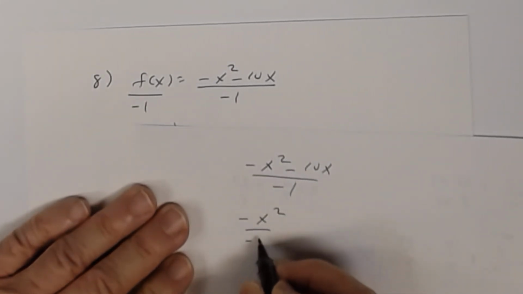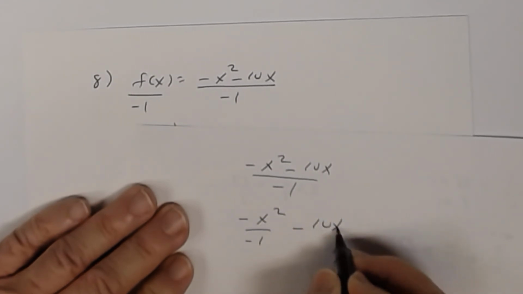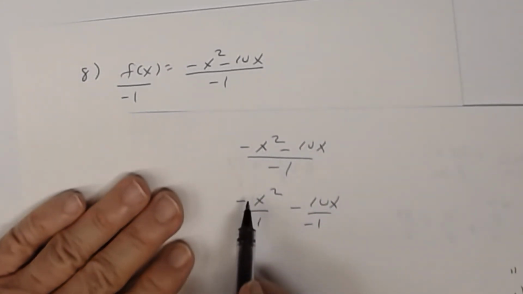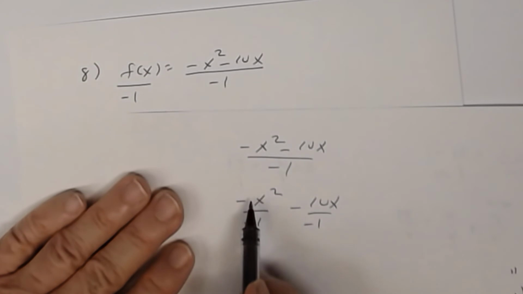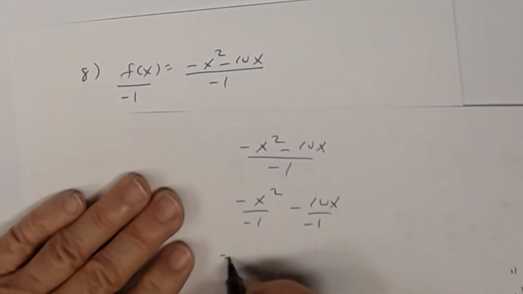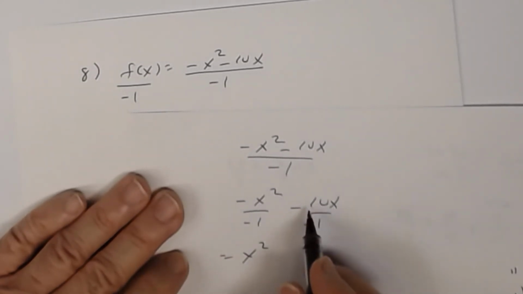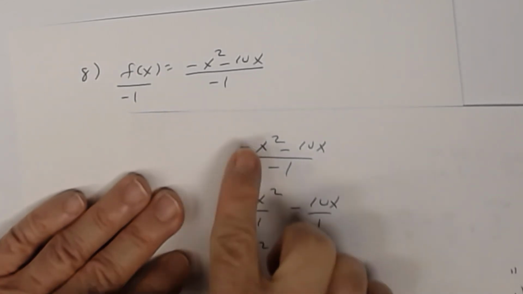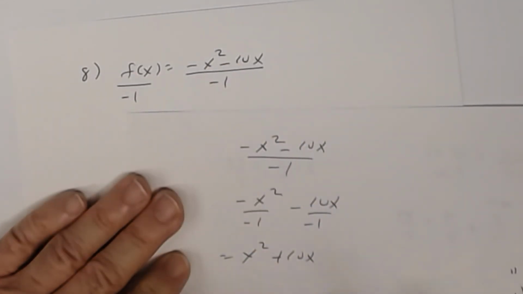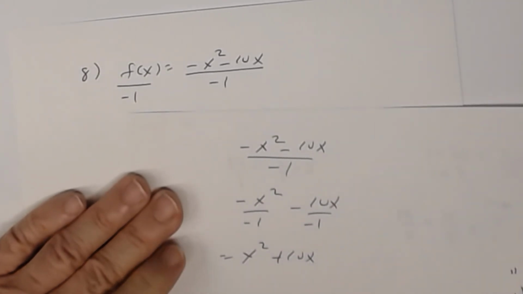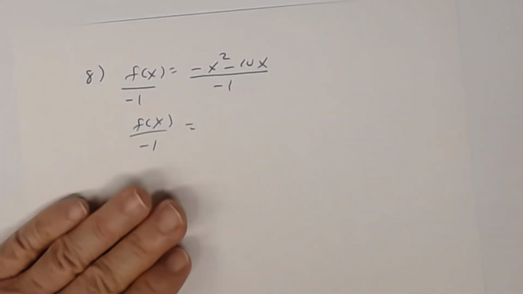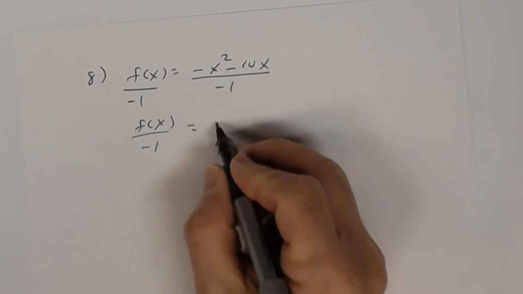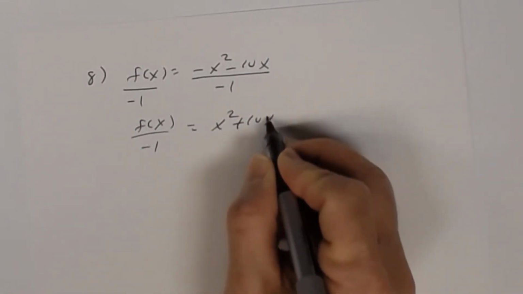So negative x squared divided by -1, minus 10x divided by -1. Remember, this one should be -1. So -1 divided by -1 is a +1, so that becomes x squared. A -10 divided by -1 is a +10, so you get plus 10x. So that's what this is. Okay, so you always have to be careful with all these little things that can mess you up. So x squared plus 10x.